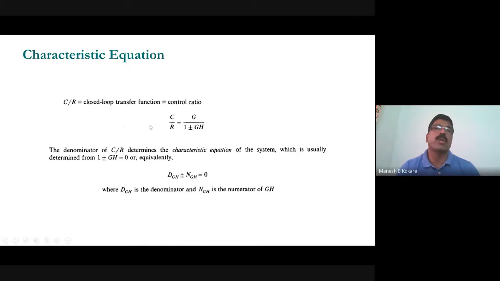As I said, the denominator of the closed loop transfer function is called the characteristic equation. So the denominator of C by R determines the characteristic equation of the system, which is 1 plus G(s)H(s) equal to 0, or equivalently D_G D_H plus or minus N_G N_H equal to 0, where D is the denominator and N is the numerator of GH. If you equate that to 0, we will know the characteristic of the system by finding the roots. The roots of the characteristic equation are the poles, and from the poles we can determine the stability of a control system.